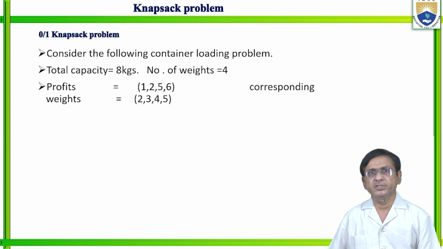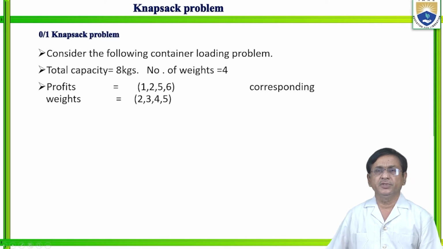That means for object 1, profit is 1 and weight of that object is 2 kg. For object 2, profit is 2 rupees and the weight of the object is 3 kgs. For object 3, the profit is 5 rupees and the weight of the object is 4 kg. And object 4, the profit is 6 rupees and the weight of the object is 5 kg.